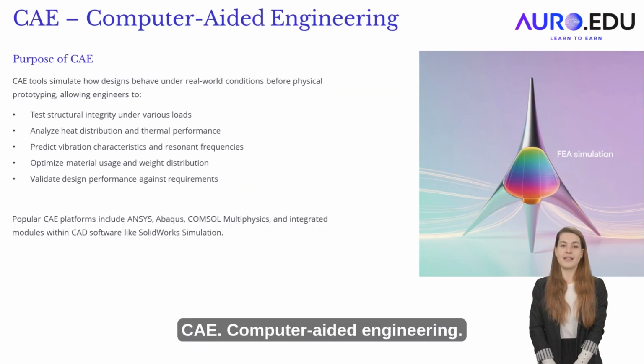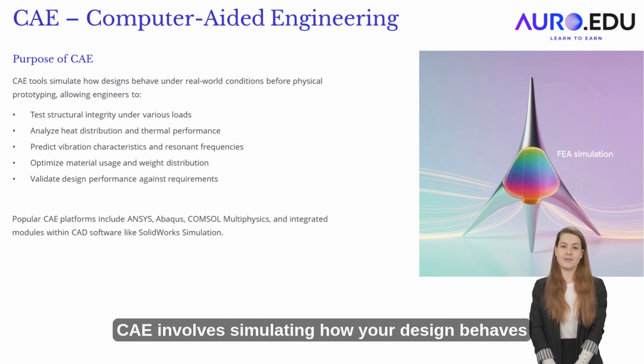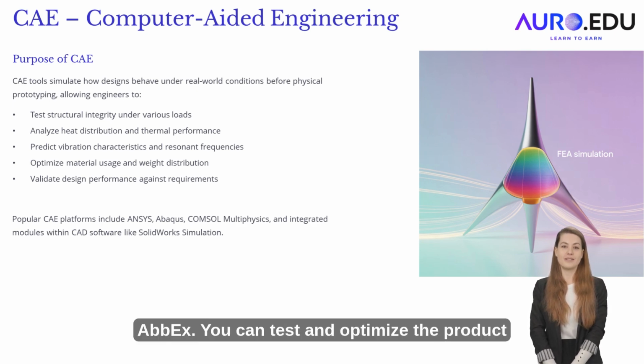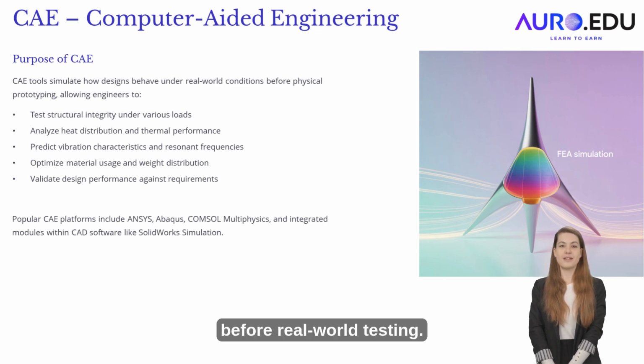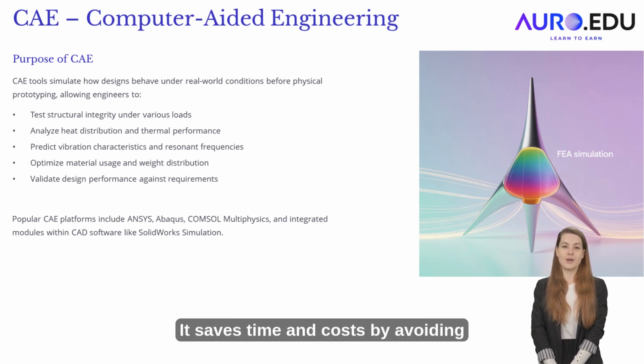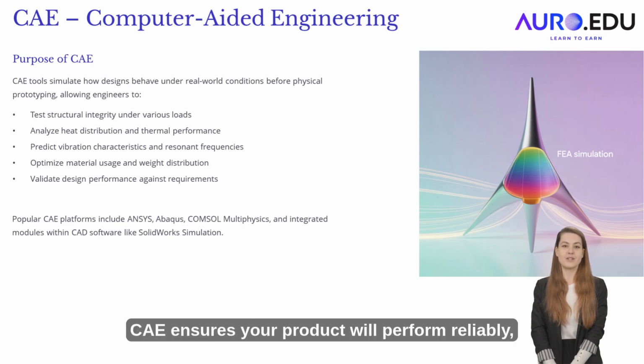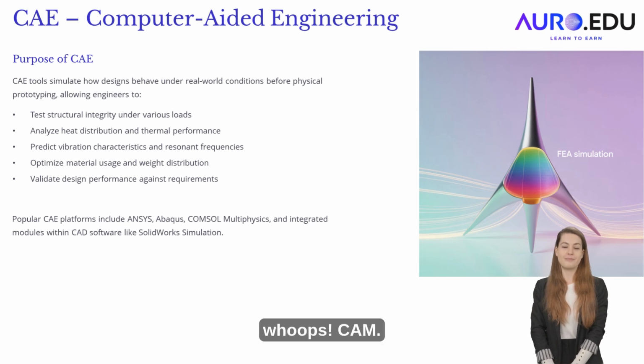4. CAE, computer-aided engineering. CAE involves simulating how your design behaves under stress, heat, or vibration. Using tools like ANSYS or Abaqus, you can test and optimize the product before real-world testing. It saves time and cost by avoiding failed prototypes. CAE ensures your product will perform reliably.